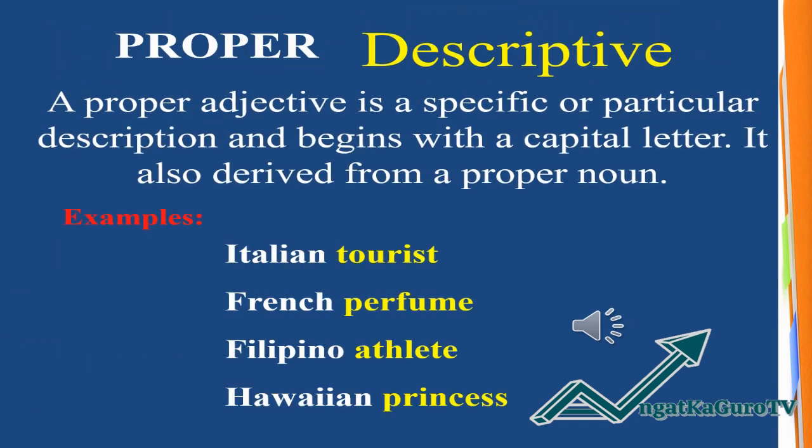Number 2 is the proper descriptive adjective. A proper descriptive adjective is a specific or particular description and begins with a capital letter. It is also derived from a proper noun. Examples: Italian tourist, French perfume, Filipino athlete, Hawaiian princess.